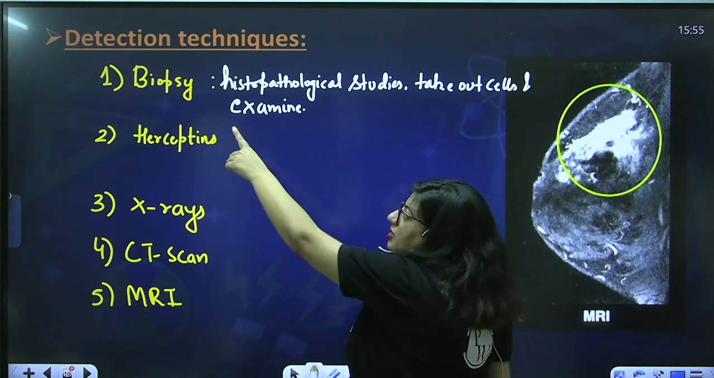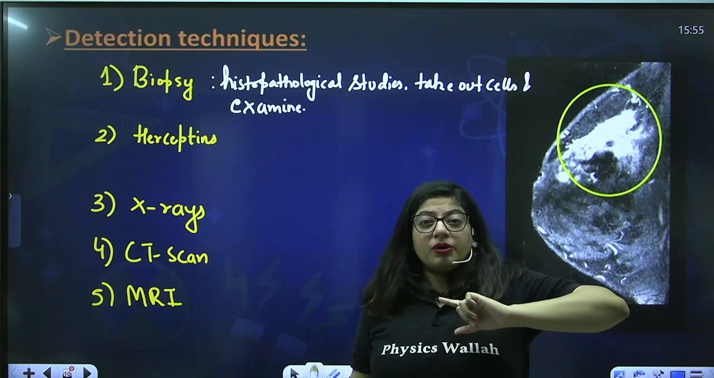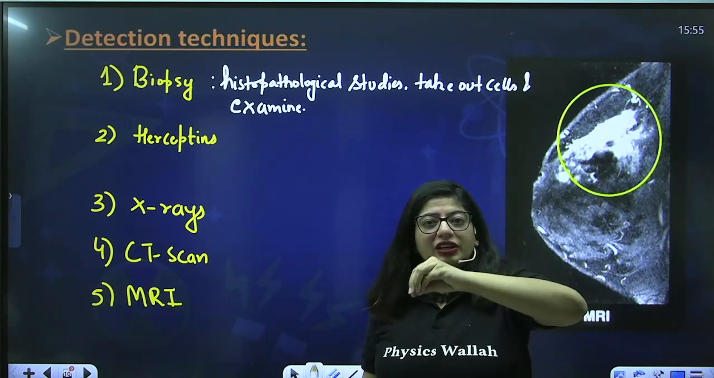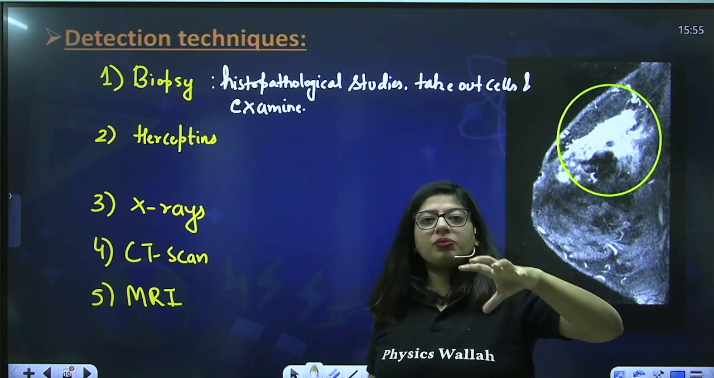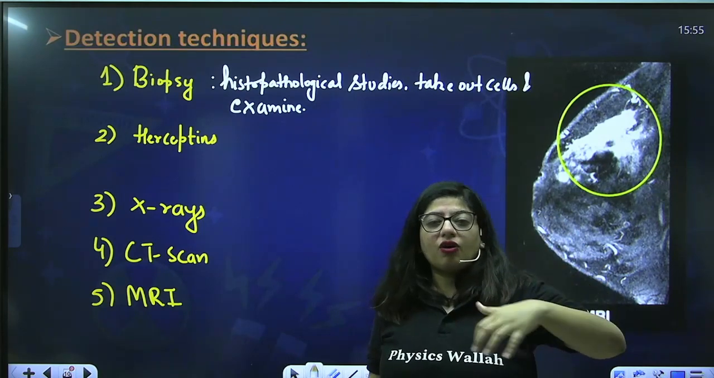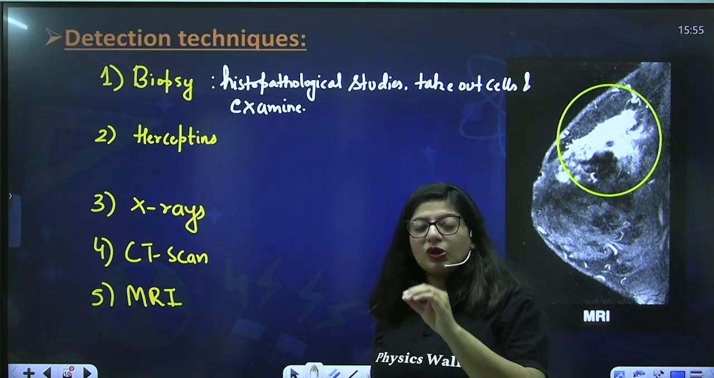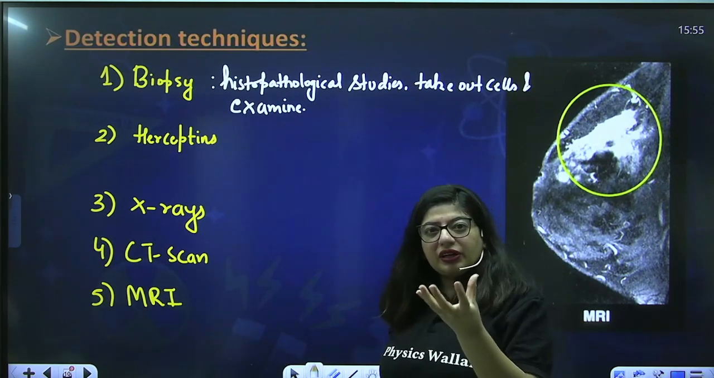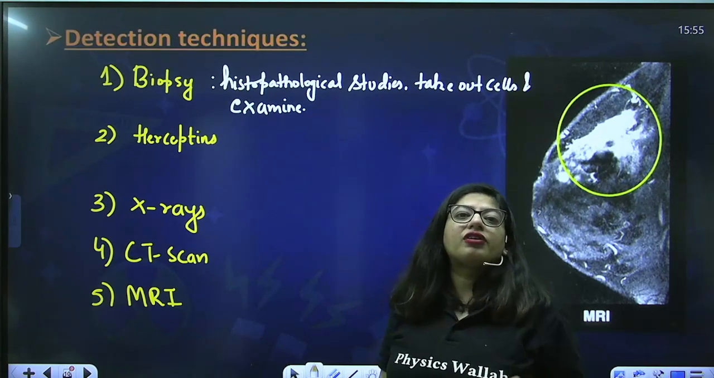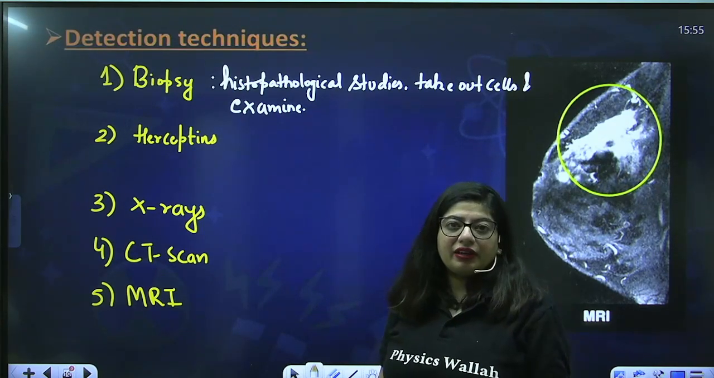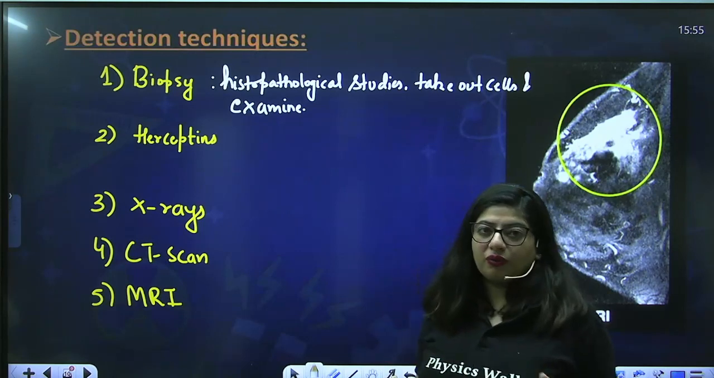But this is the last thing to do. Why? Because by invading a needle into the cancer cell, you can disrupt it. And deliberately or somehow non-deliberately, we are disrupting it and by that they can move to the other tissues. So we are making it malignant. So that's why it is the last resort.